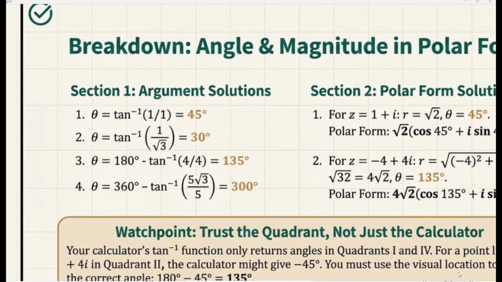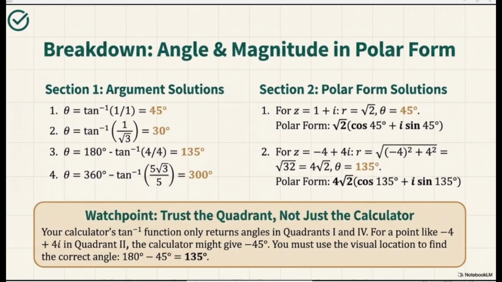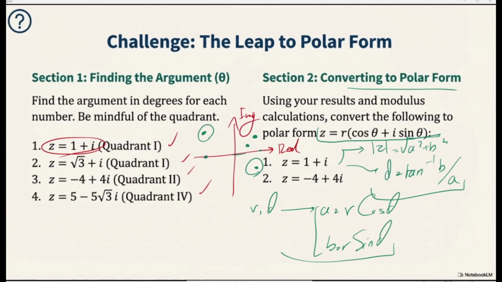So let's talk about it. Let's talk about section number 1 that we had a question on, because at this point I asked you to find the arguments in degrees for each of those numbers. Again, the very first step is that we have to understand which quadrant we are in. Why? Because then we are going to find an angle.